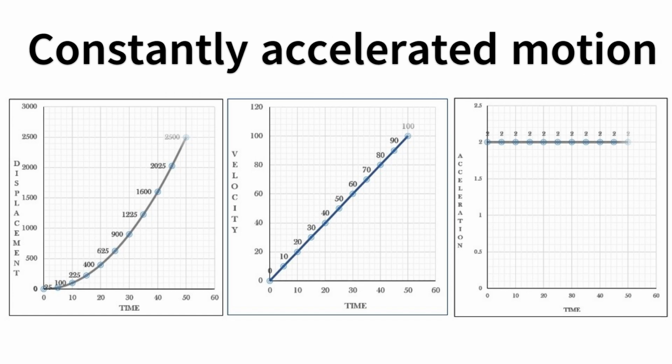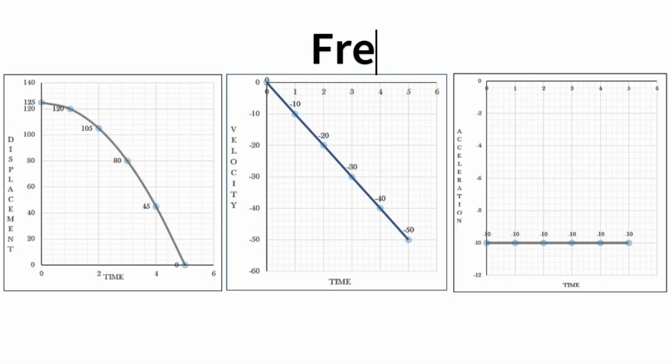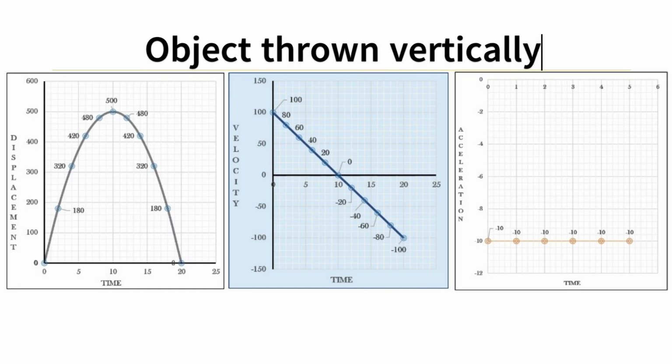In this second series of graphs we have observed: first, the graph of constantly accelerated motion; second, the graph of a freely falling object; third, the graph of an object thrown vertically upwards.